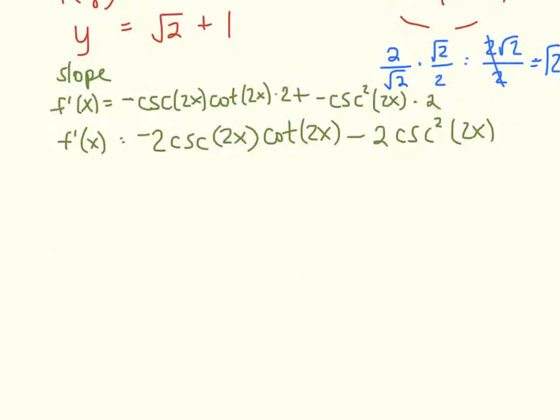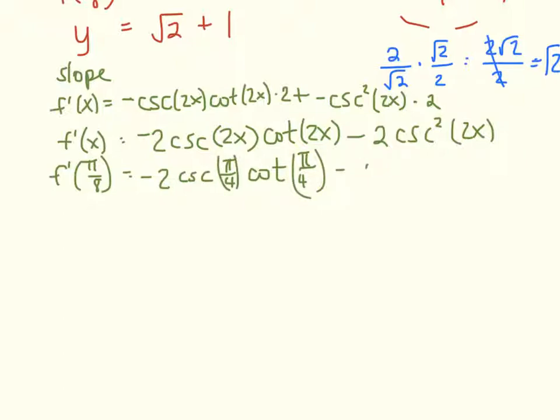Okay, so to continue working here, I now need to find my slope at pi over 8. That's the x value I was given. So it's negative 2 cosecant. We already did 2 times pi over 8 up above, and we know it's just going to be pi over 4, so I'm just going to save that step and put that in. Cotangent of pi over 4, because again, it's 2 times pi over 8, minus 2 cosecant squared of 2 times pi over 8, again, is pi over 4.